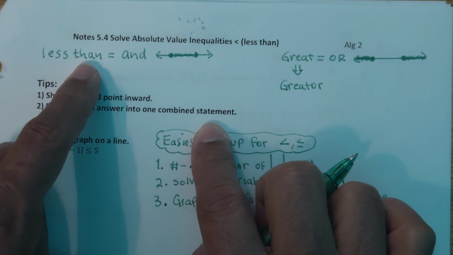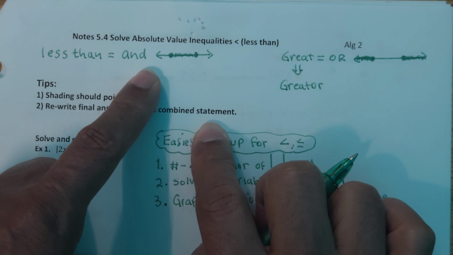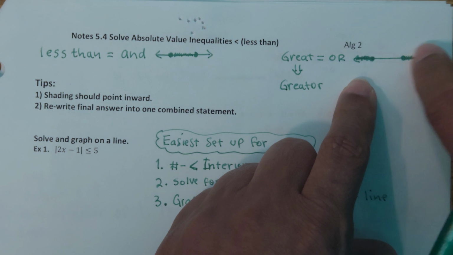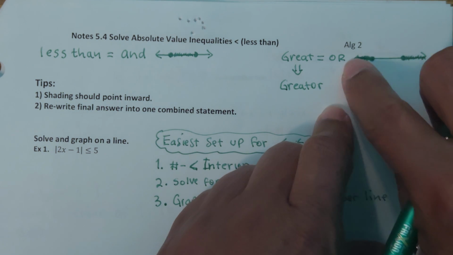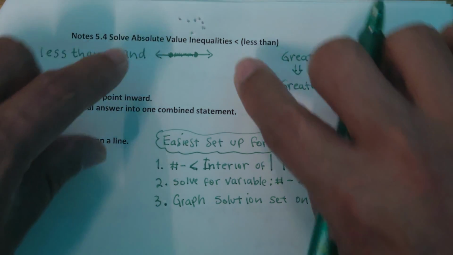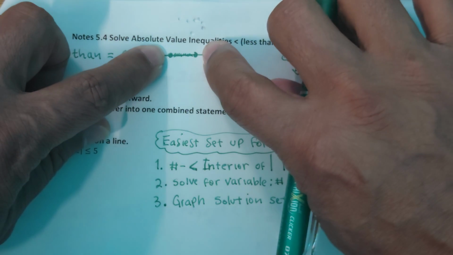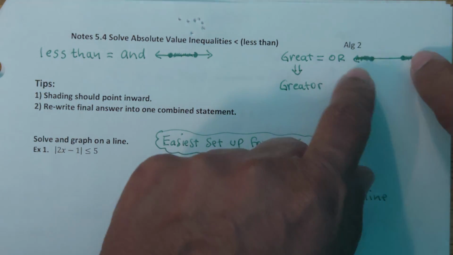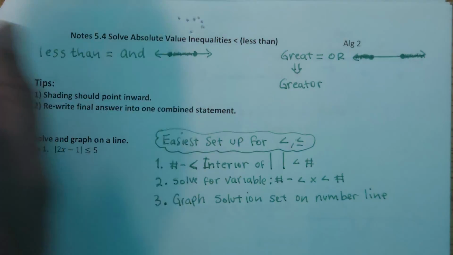So for less than, you have less than and equal to. This one is "or." With the "or," you still have two endpoints, but notice that the graph goes in opposite directions. When you have less than or equal to, you say in between the two points, so the two points are connected. Greater than or equal to, the two points are not connected. They go in opposite directions.